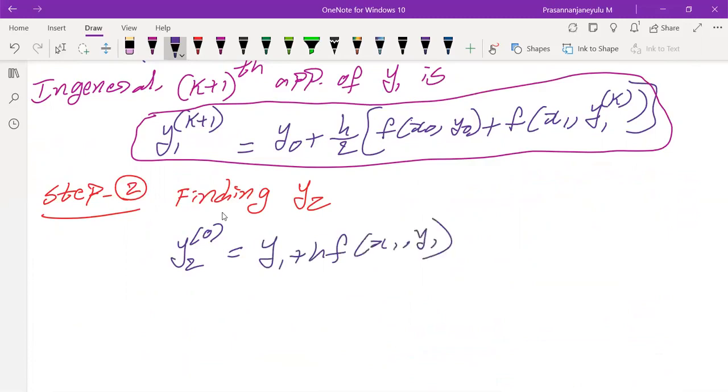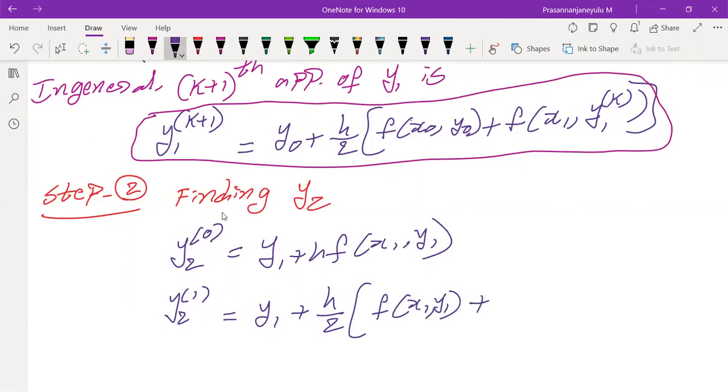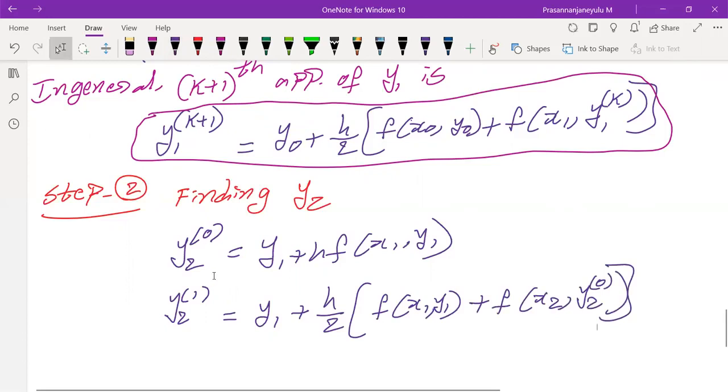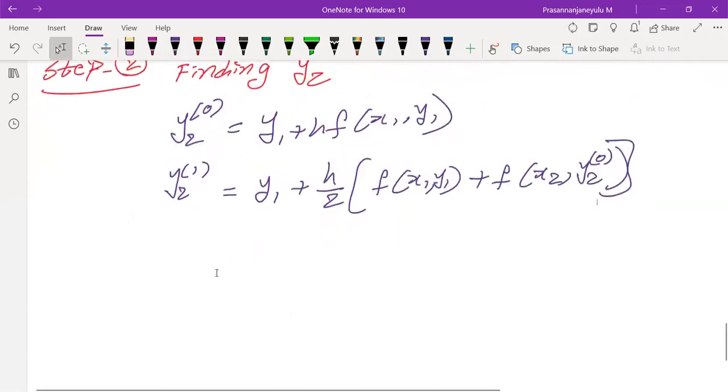Same manner, what is the first approximation of y2? It equals y1 plus h by 2 into f of x1 comma y1 plus f of x2 comma the 0th approximation of y2. What is the latest approximation of y2? The 0th approximation, that we will get. So this is the formula for the first approximation of y2.